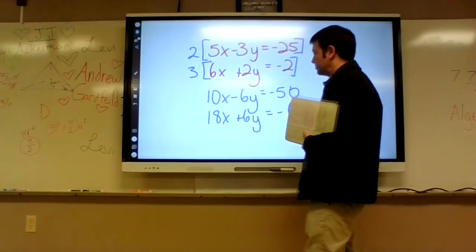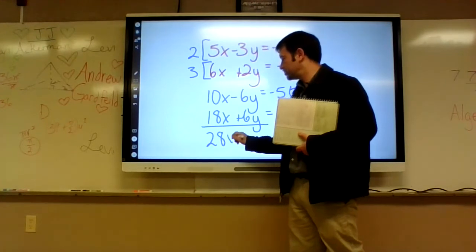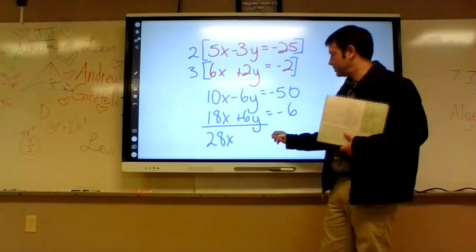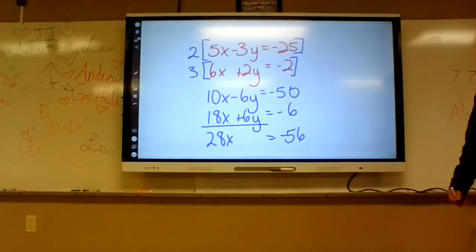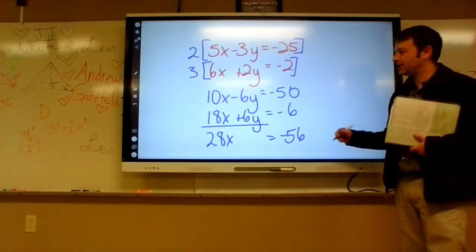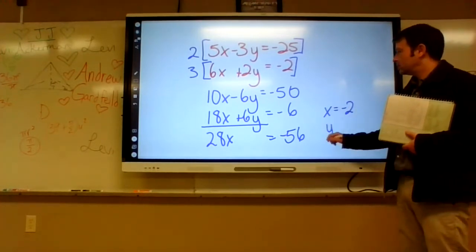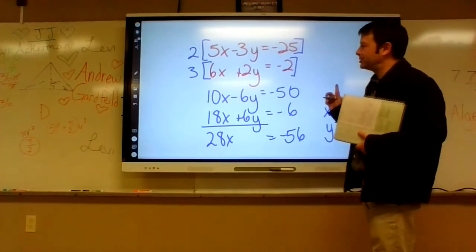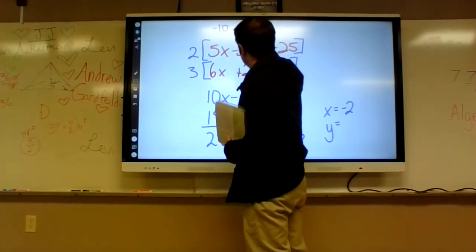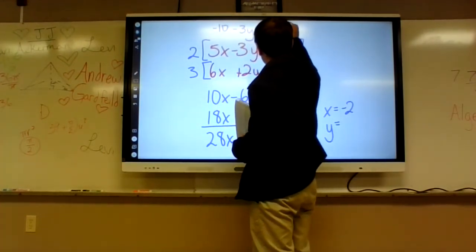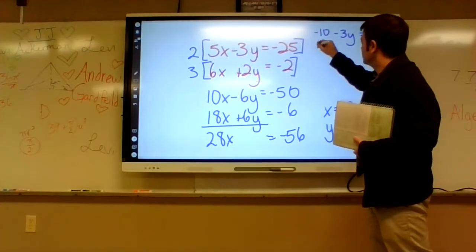Okay. Now, if I add the two lines together, I get 28x. The y's go bye-bye. -15 plus -6 is -56. Guess what -56 divided by 28 is? 2. I mean -2. Okay, and if x is -2, let's put that maybe right here. 5 times -2 is -10. -3y. No, I should put it over here instead. So I'm going to add 10.